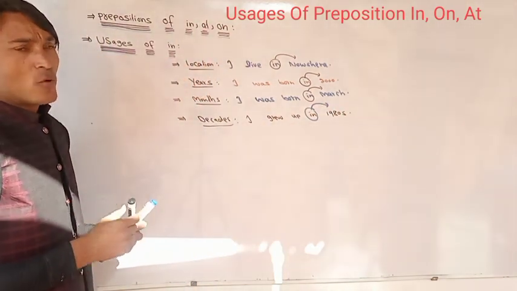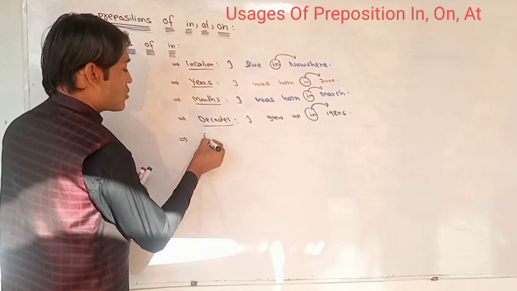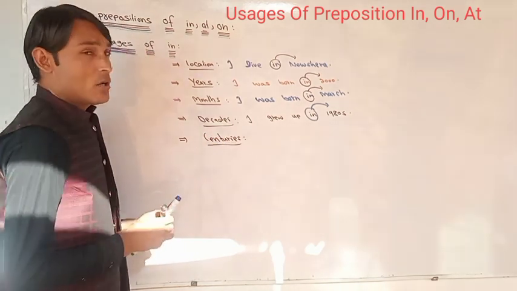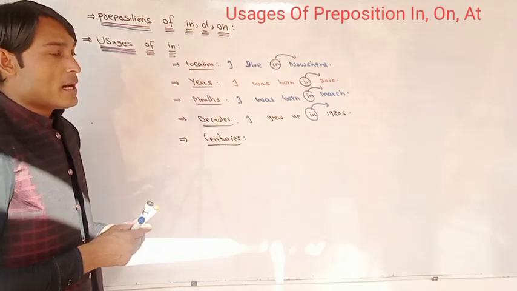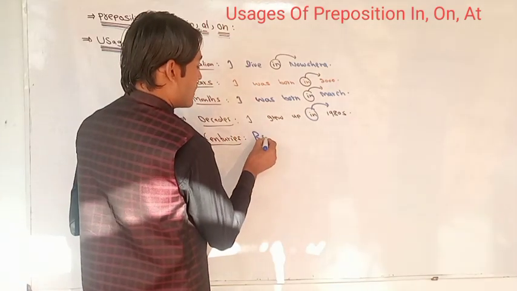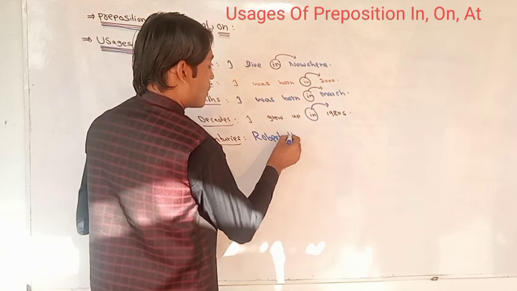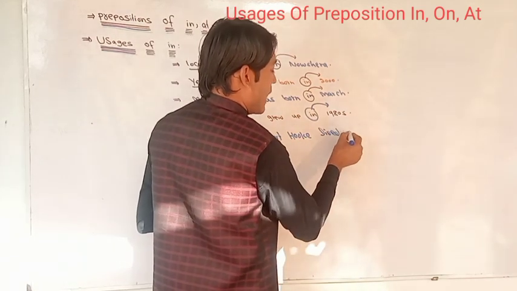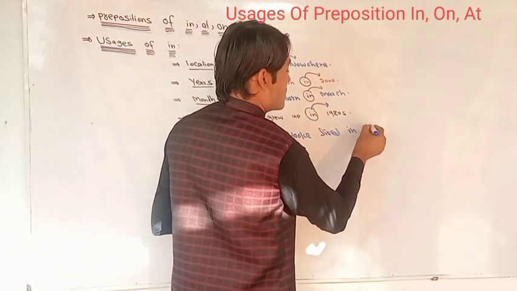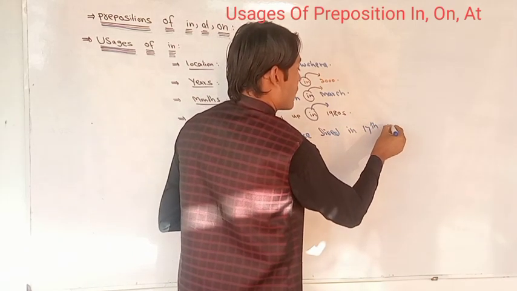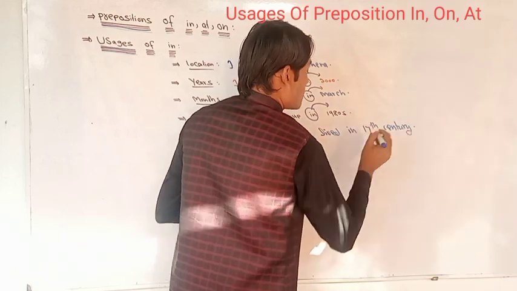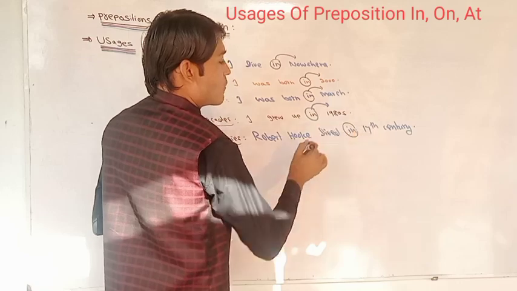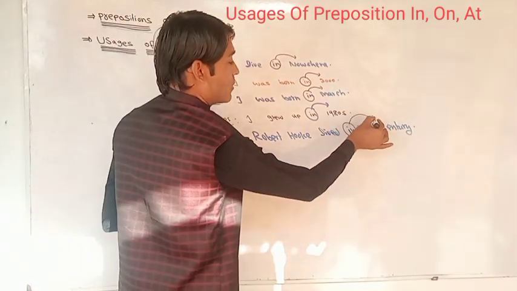We can also use in before centuries. For example, I say that Robert Hooke left, I say that he lived in what century? I say the 17th century. So this is the fifth usage, that in is used before the name of a century.